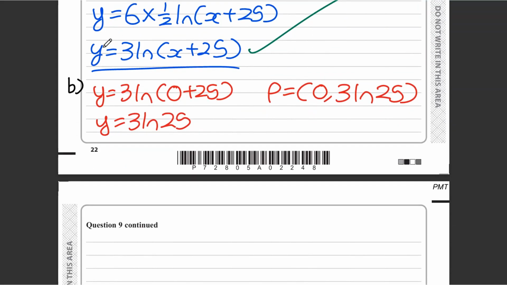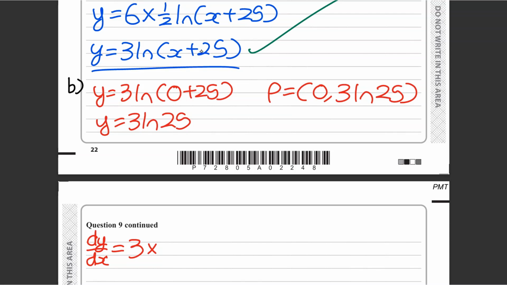Okay, so if we differentiate this here, it's going to be dy over dx is equal to 3. Now this is year 2 differentiation, when you differentiate a natural log. Remember, when you differentiate a natural log, it's going to be 1 over whatever is inside the natural log.